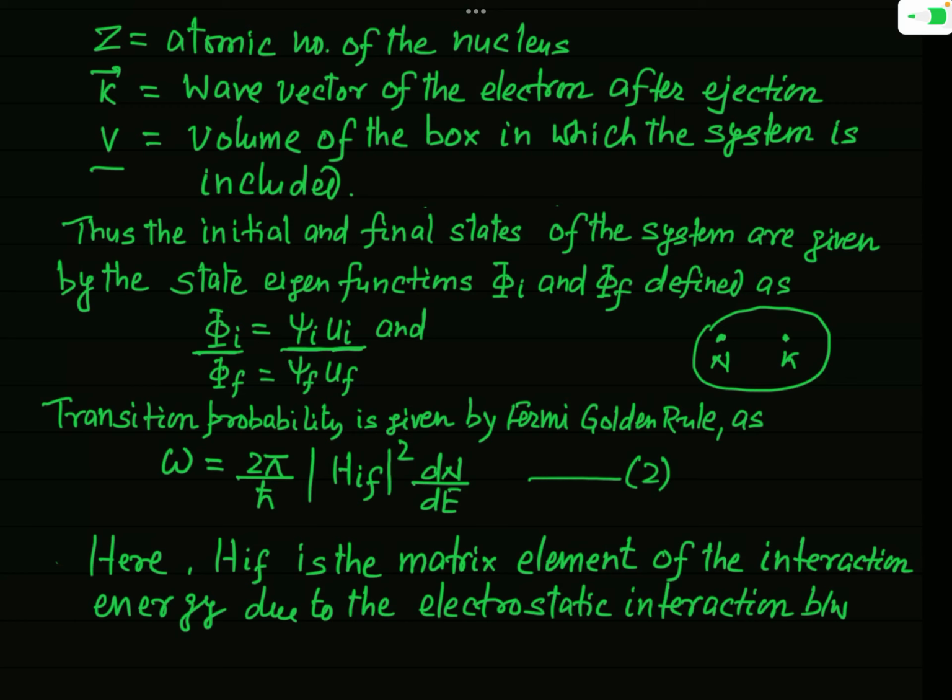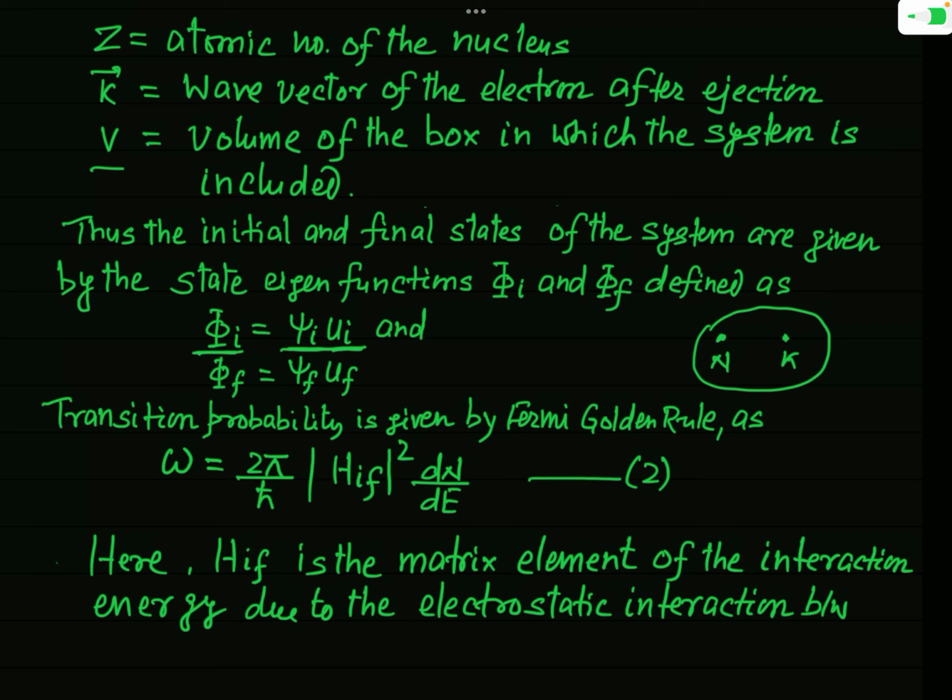Now, when the ejection takes place, again the system has two parts. One is the nucleus in its final state, that is in the F state, and another is the ejected electron, which is moving away from the nucleus.